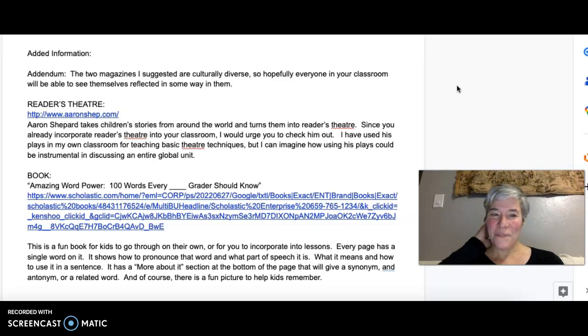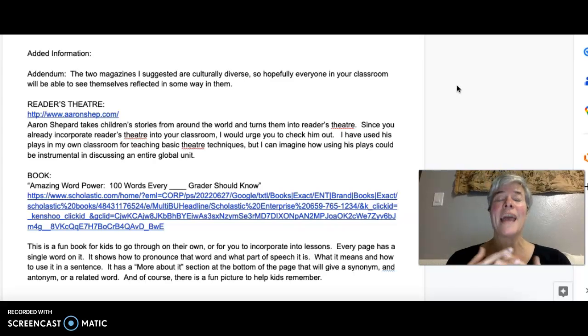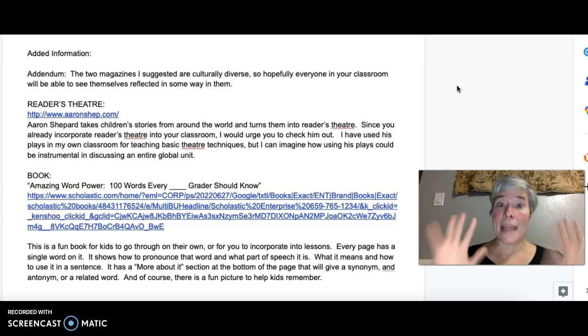First of all, let me say about those magazines, information I should have shared. Both of those magazines are culturally diverse. So hopefully everyone in your classroom, no matter where they come from, will be able to see themselves reflected in some way in those magazines. So I hope, again, that those are very helpful to you.